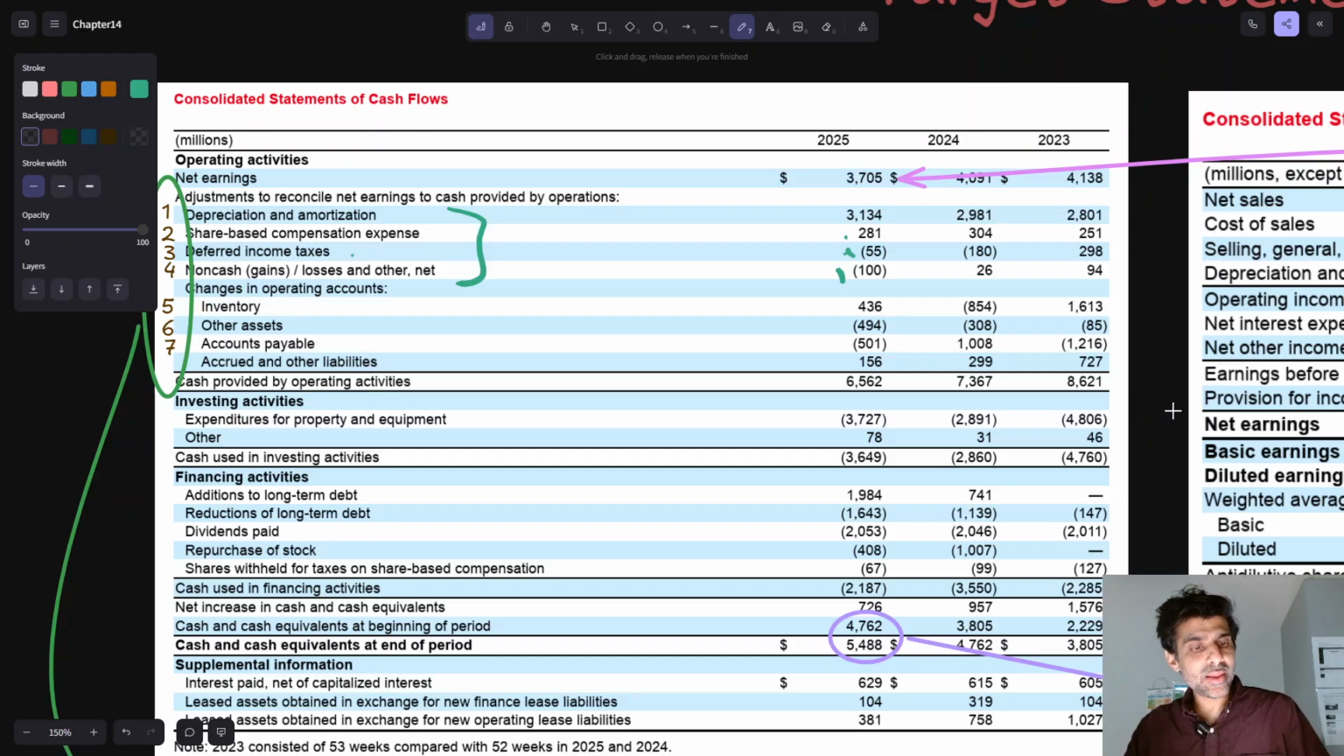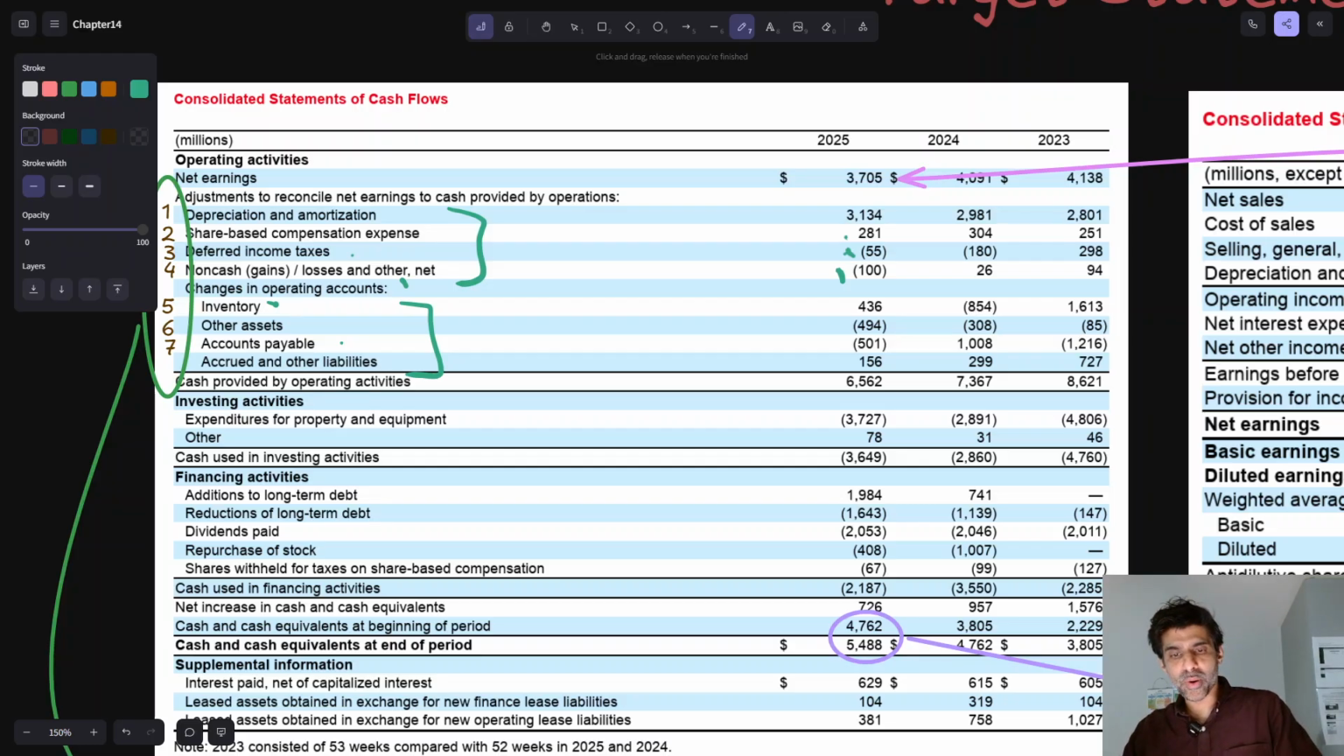Now we're going to look at the changes in the current assets and current liabilities. So this is the thing that we were doing with accounts payable and accounts receivable. Now they're going to do all these adjustments: inventory, other current assets, accounts payable. They're going to now look at the change.